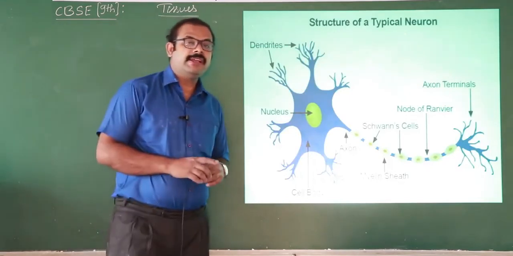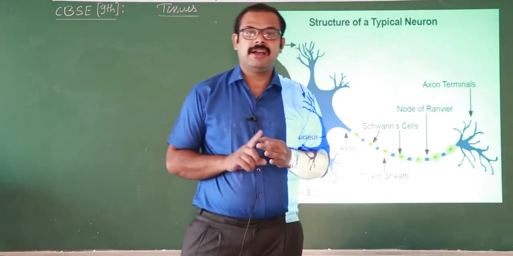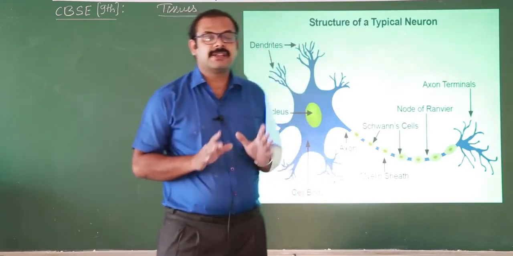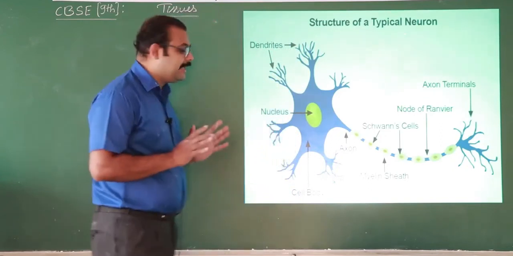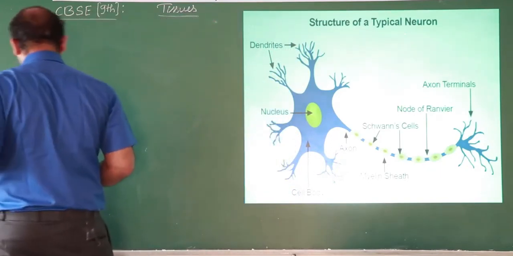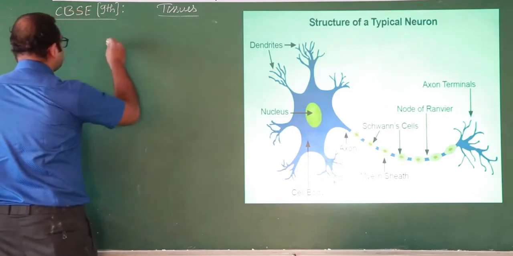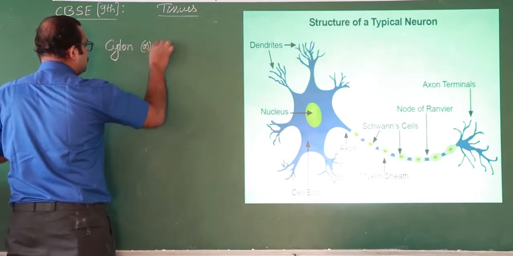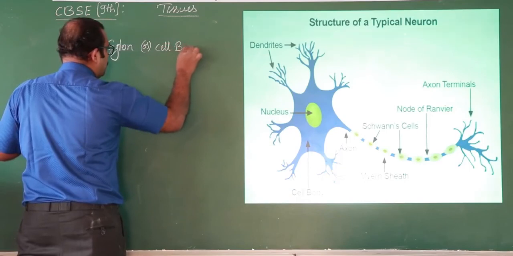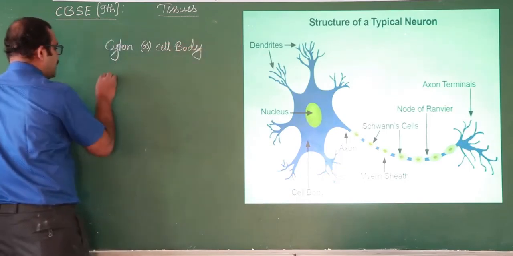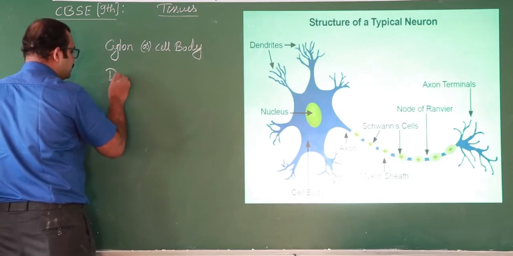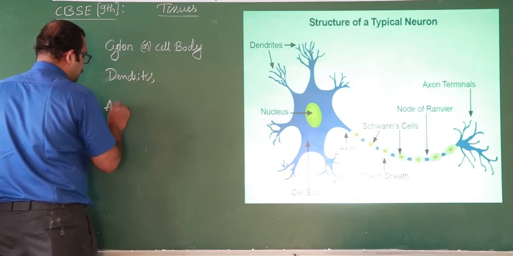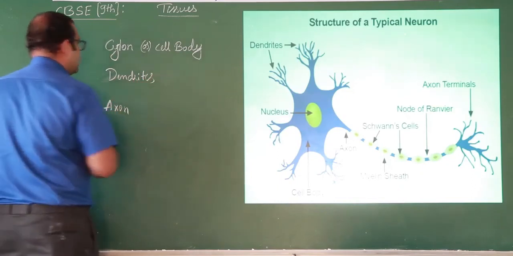Nervous tissue mainly consists of nerves, brain and spinal cord. Here, now we are going to discuss only the structure of a nerve cell. A nerve cell mainly consists of three parts: cyton or cell body, axon, and dendrites. So, cyton or cell body.